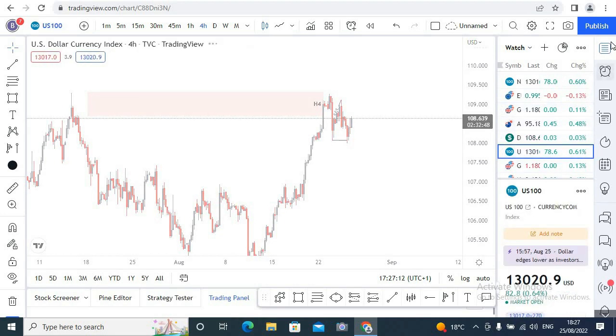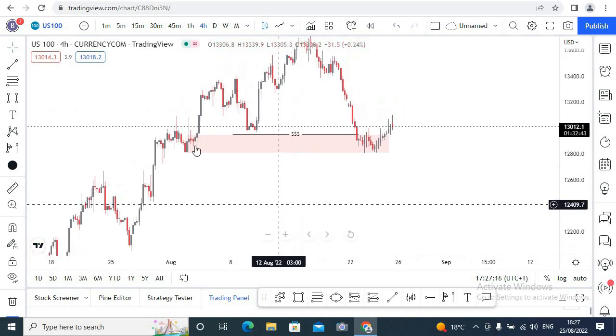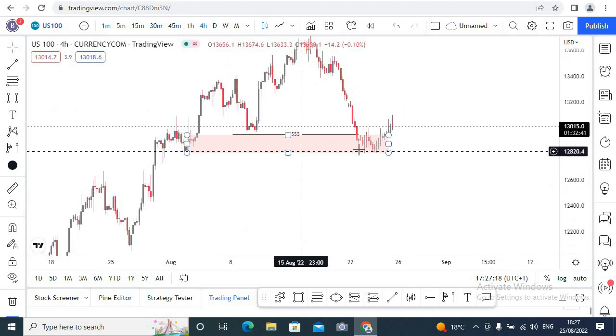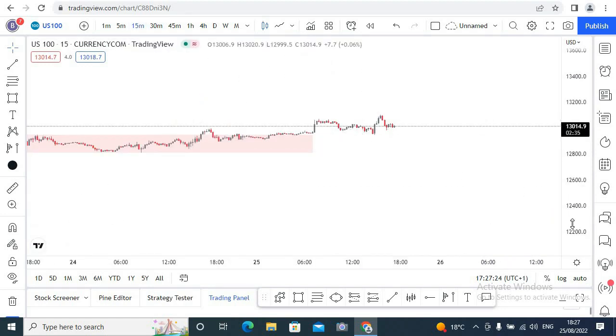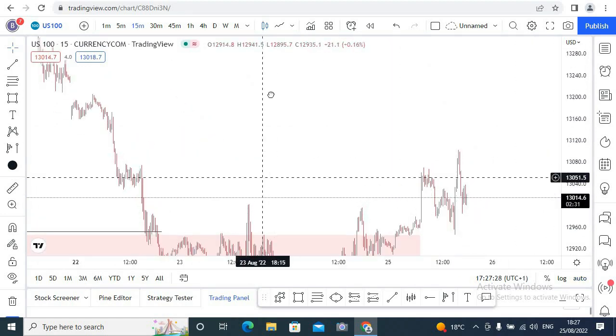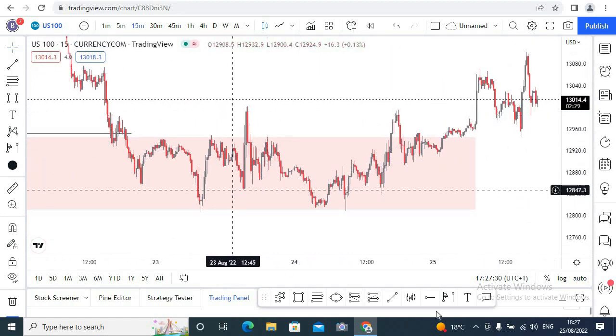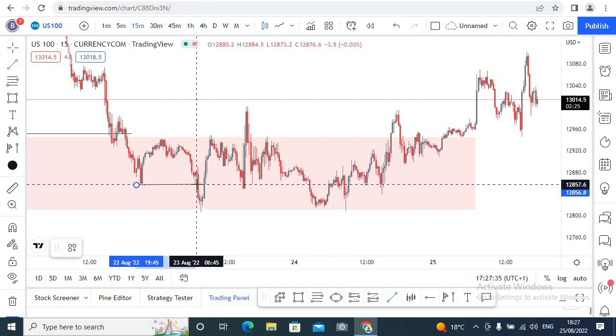But on Nasdaq, guys, I will not be looking for longs that much. But as you can see, we did have a nice base area. Also, if we go to a smaller time frame, like the 15 minutes time frame, we did have a nice confirmation as a change of character. As you can see, this was a change of character right here.